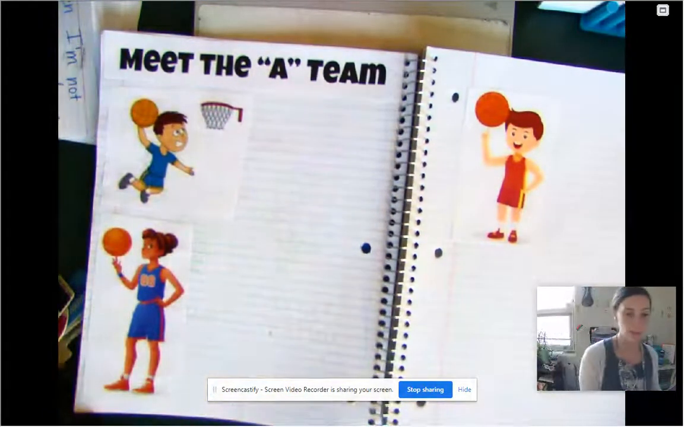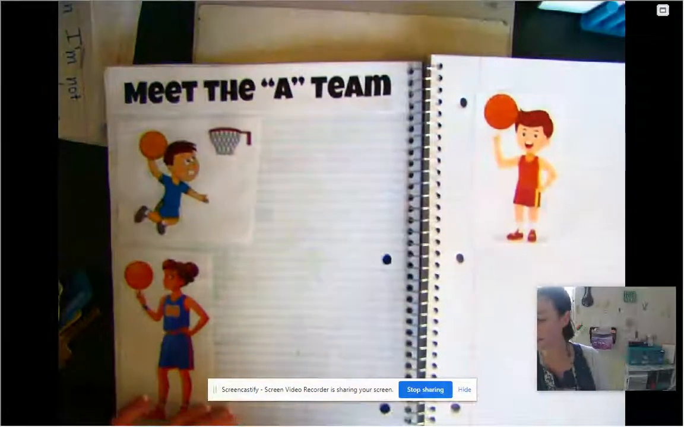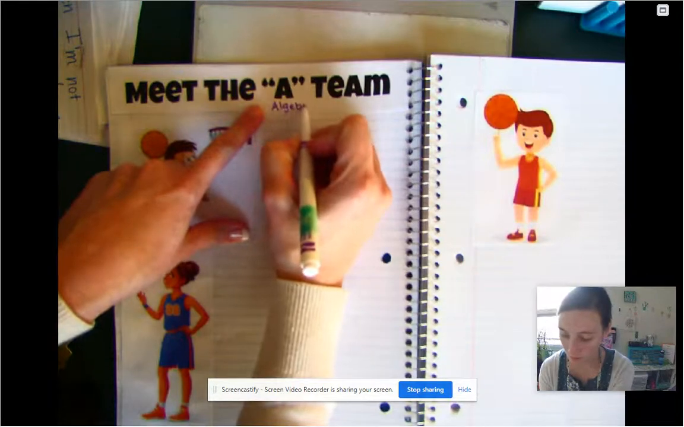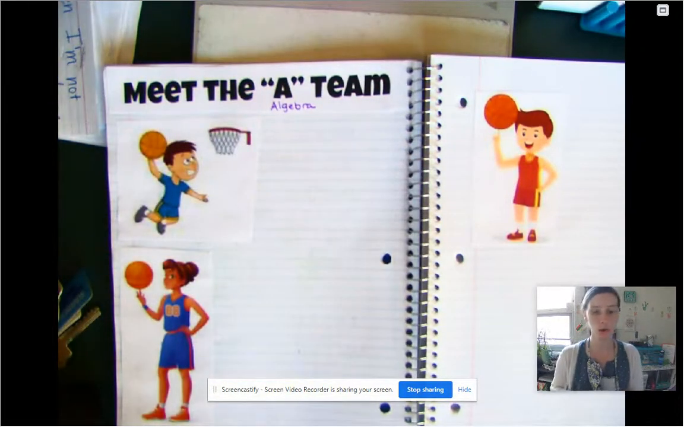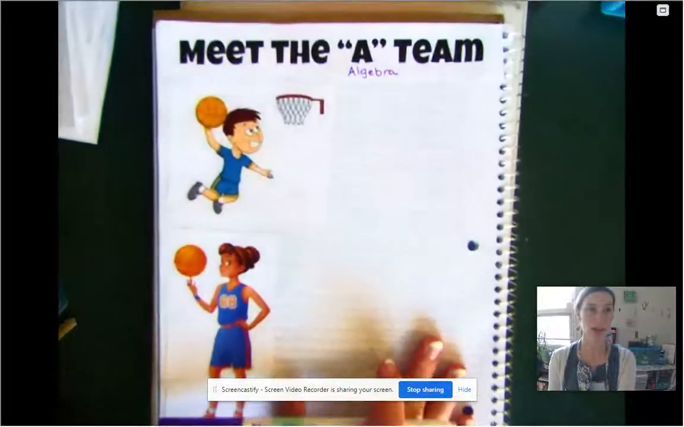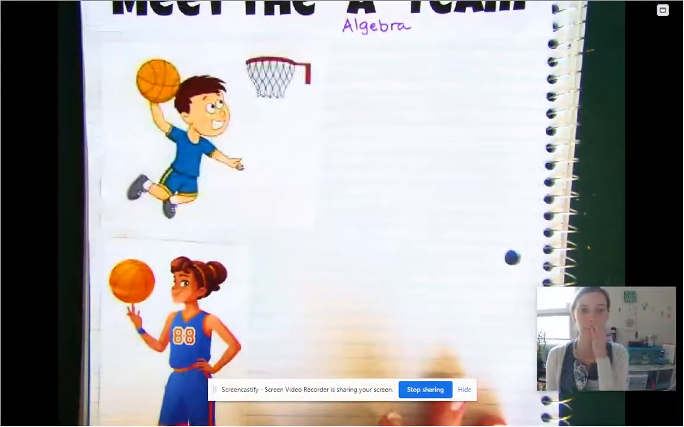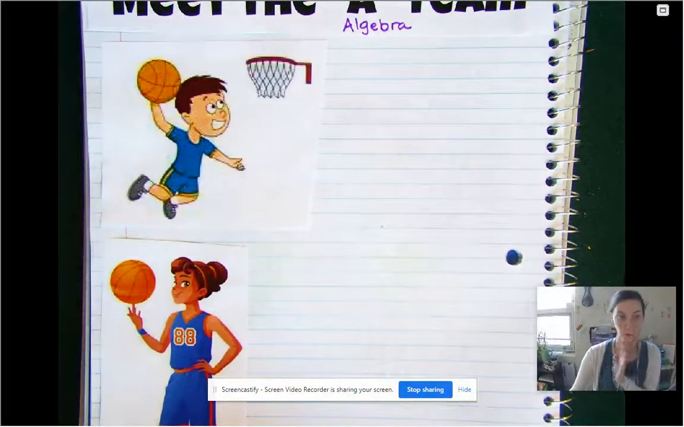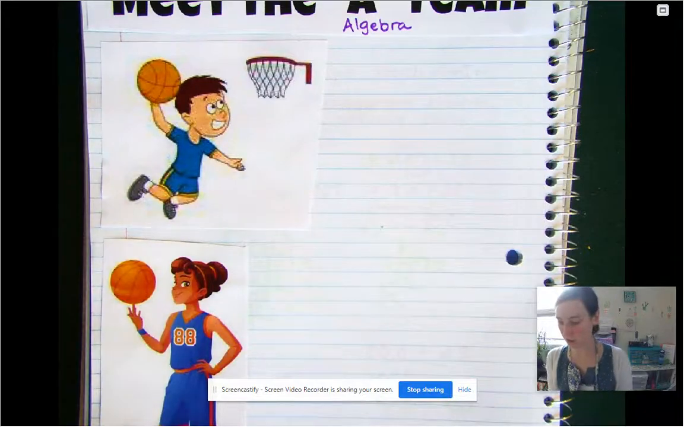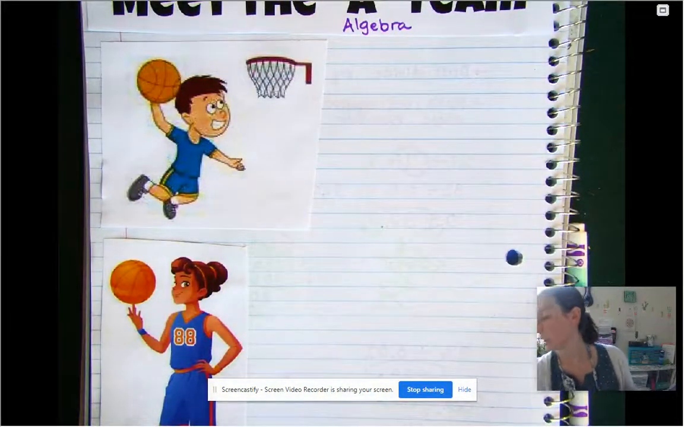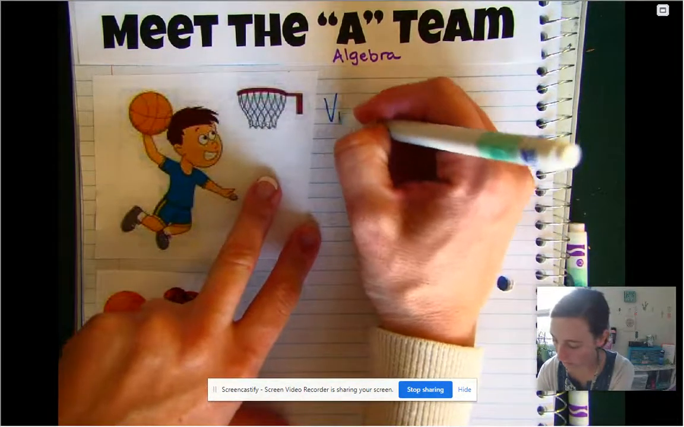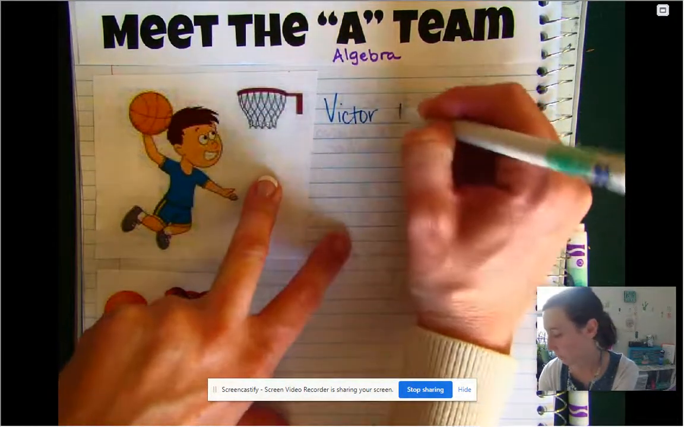Okay, so when we say meet the A team, we are talking about algebra. And we are going to use some words to talk about the different parts of an algebraic expression. So an algebraic expression is where there is something we don't know. And we're going to use these cute characters as a way to keep track of all these new words that you're learning. So first one we're going to talk about is Victor the variable.